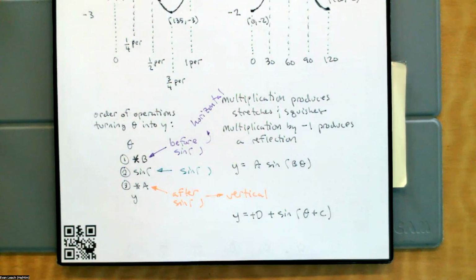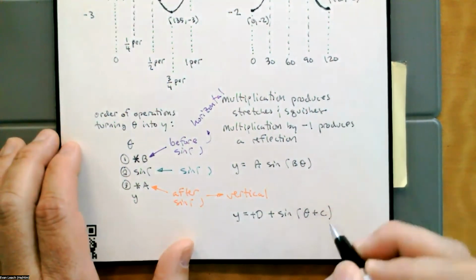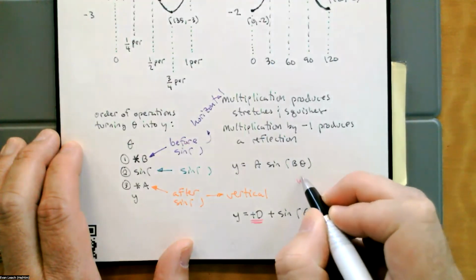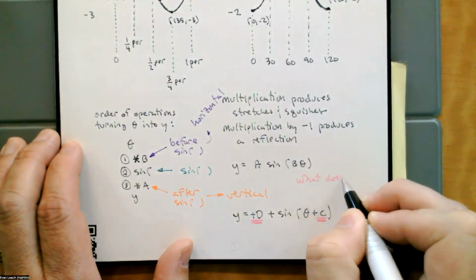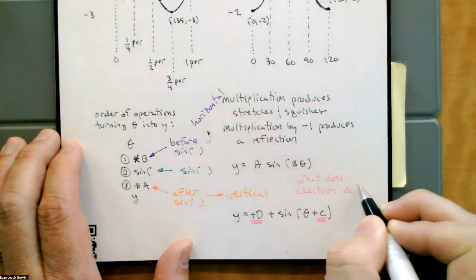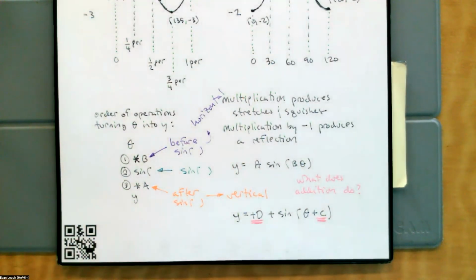So the question here is, what does addition do? That's the question that we want to think about next. One of these is addition before the trig function, so some horizontal change. One of these is addition after the trig function, so some vertical change. The question is, what does addition do?